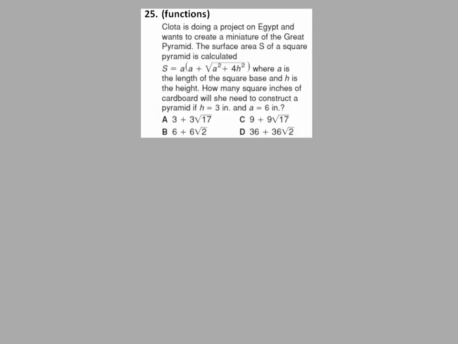Alright, here's an interesting question. It says Clodagh is doing a project on Egypt and wants to create a miniature of the Great Pyramid. The surface area S of a square pyramid is calculated with this equation, where A is the length of the square base and H is the height. How many square inches of cardboard will she need to construct a pyramid if H is 3 and A is 6 inches?